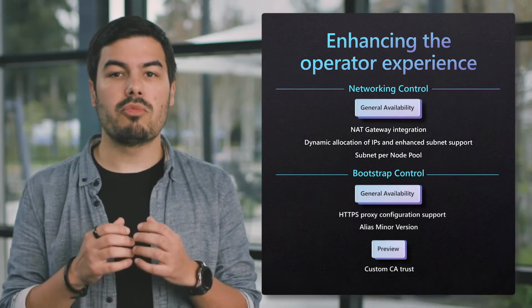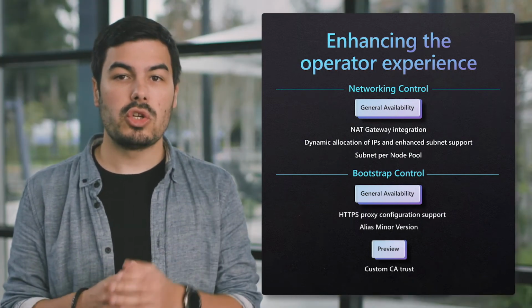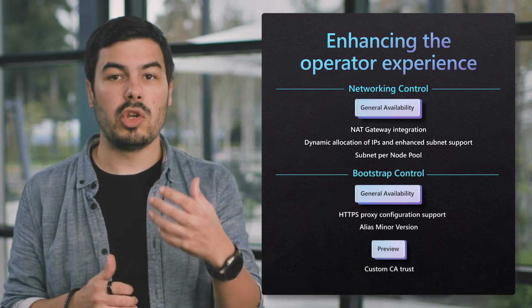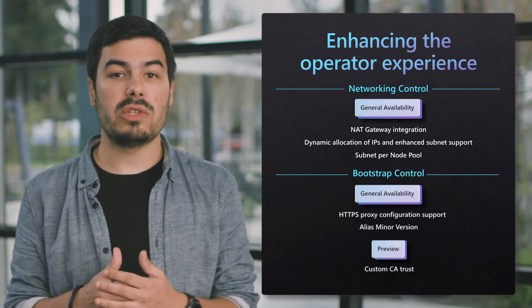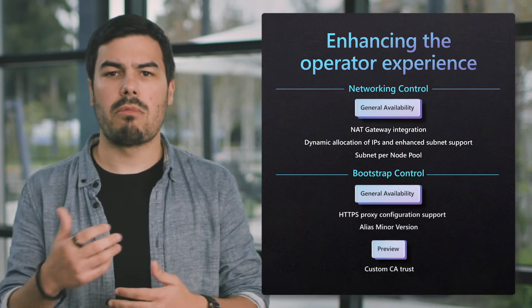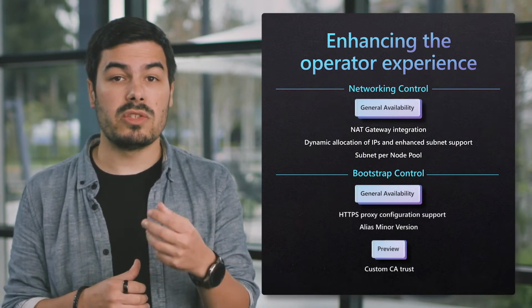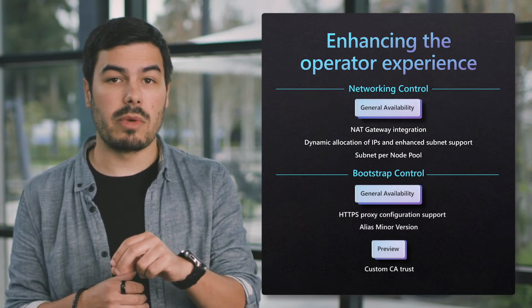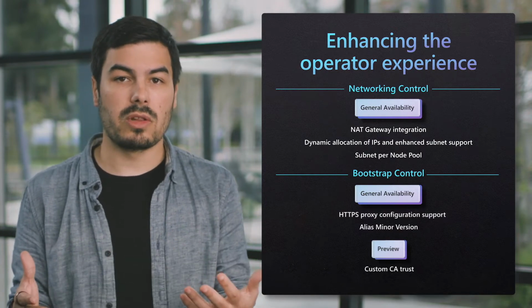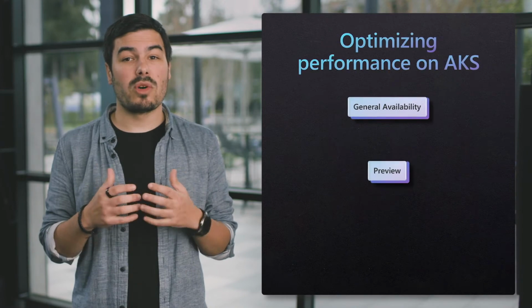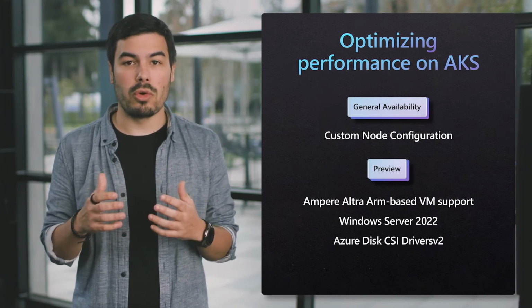Finally, we're announcing the preview of custom CA trust to allow you to establish trust between your AKS cluster nodes and your resources, such as private registries, proxies, or firewalls. In this case, a Kubernetes secret is used to store the certificate authorities information, and then it's passed to all nodes in the cluster.